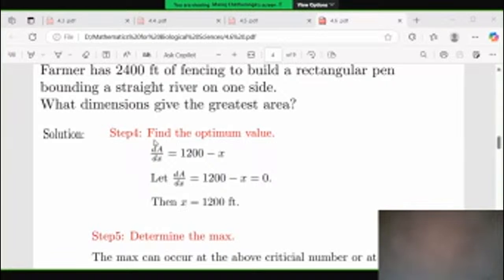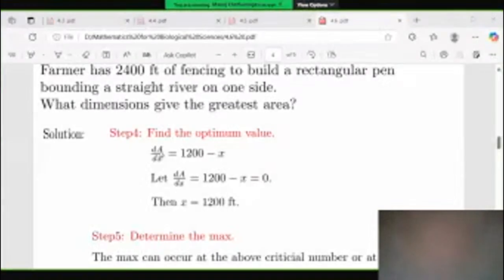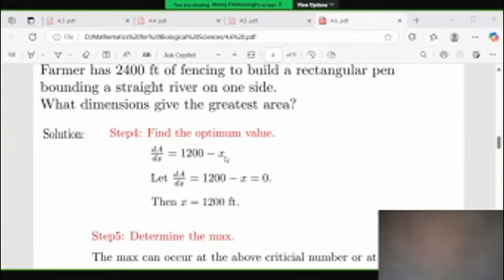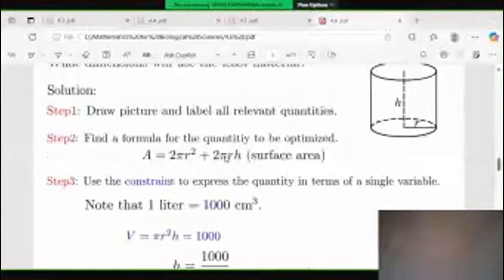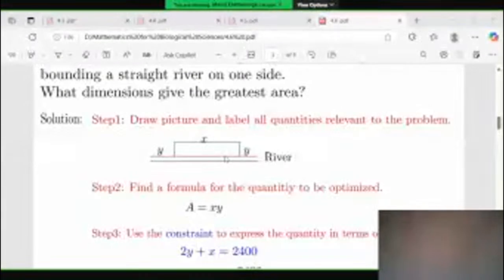Or you could differentiate this twice. The second derivative is negative 1, which means the graph is concave down. So always the function is concave down. Concave down means it is looking downward, and therefore it must have a local maximum at the critical point. Right? So this is how you solve an optimization problem using derivatives.